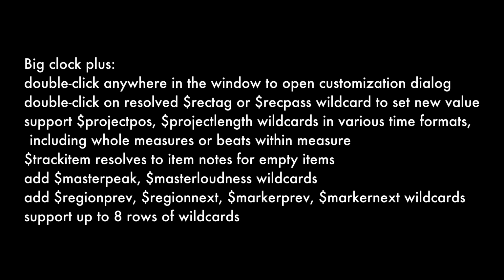Big Clock Plus. Double-click anywhere in the window to open customization dialog. Double-click on resolved rec tag or rec pass wildcard to set new value. Support project POS, project length wildcards in various time formats, including whole measures or beats within measure. Wildcard track item resolves to item notes for empty items. Add master peak and master loudness wildcards. Add region previous, region next, marker previous, marker next wildcards. And support up to 8 rows of wildcards.